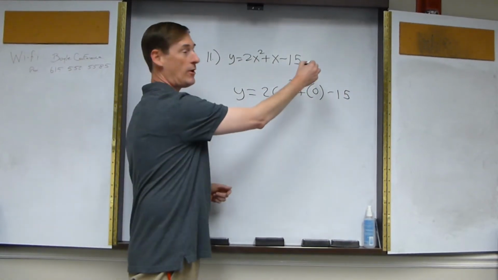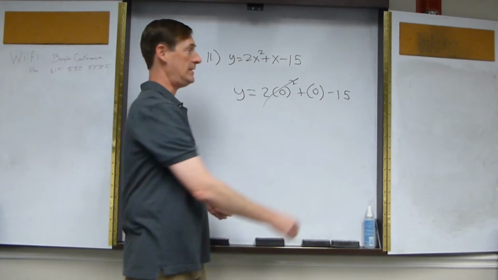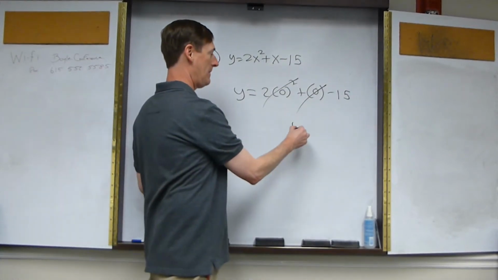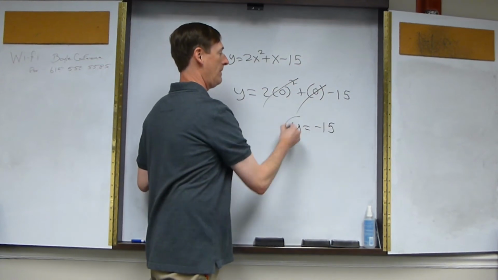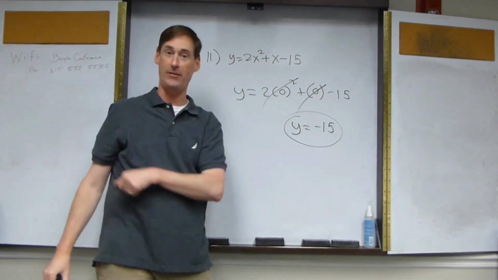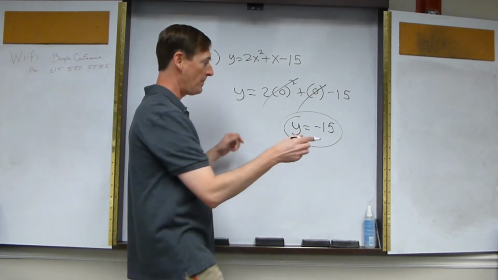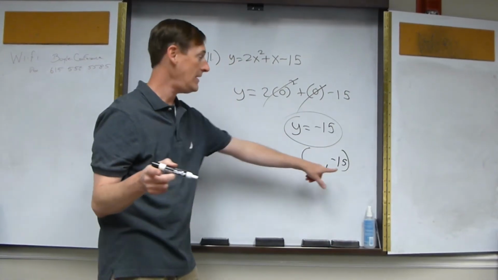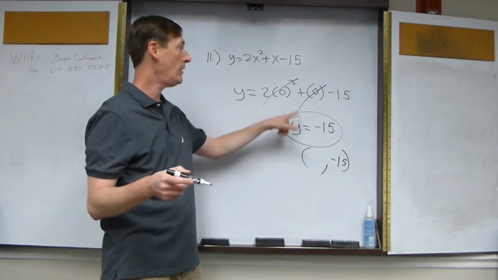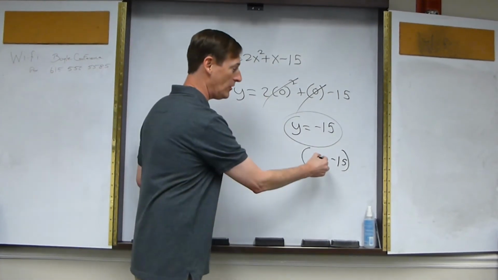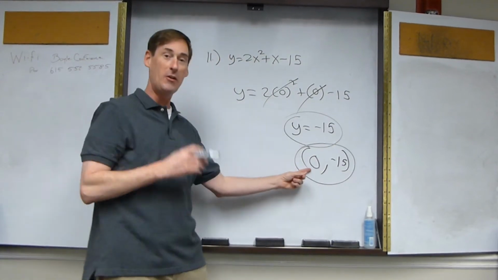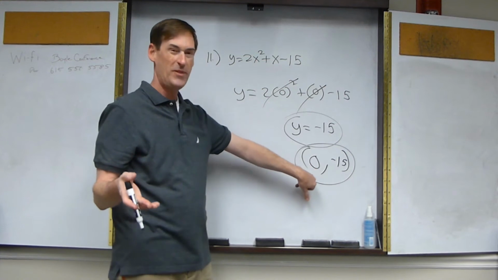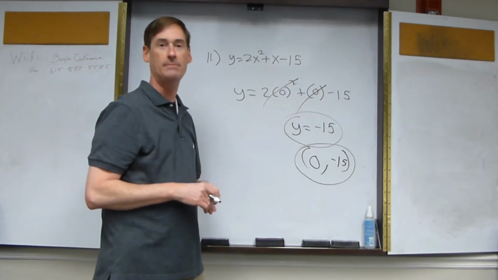2 times 0 is 0. Plus 0. Who's the sole survivor? Negative 15. Y-intercept? Negative 15. Or if you really want to be fancy, y-coordinate negative 15, what's the x-coordinate? Oh yeah, we plugged in a bunch of zeros for x. Zero is the x-coordinate. So this is fine, even for calculus. This is technically better, but either one's fine.